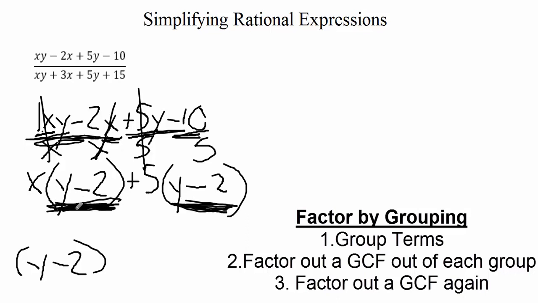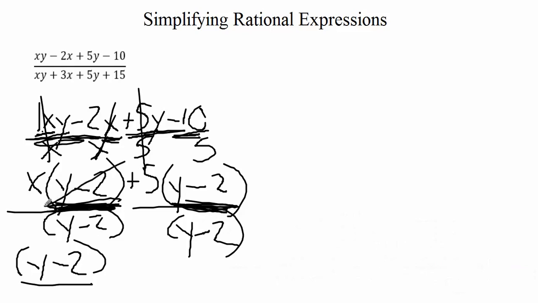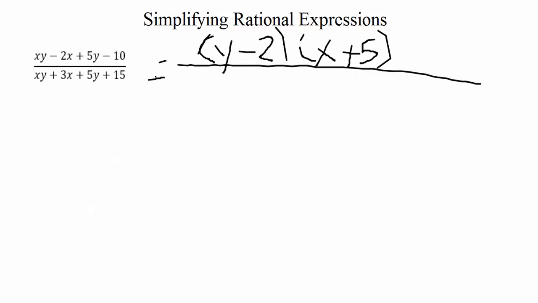So here our greatest common factor is y minus 2, so we're going to factor that out, but we need to divide it out to see what we would be left with. So dividing it out here. Y minus 2 cancels with y minus 2, leaving us with x. Drop down the plus sign, and y minus 2 cancels with y minus 2, leaving us with 5. So I'm going to go ahead and scooch this on over.